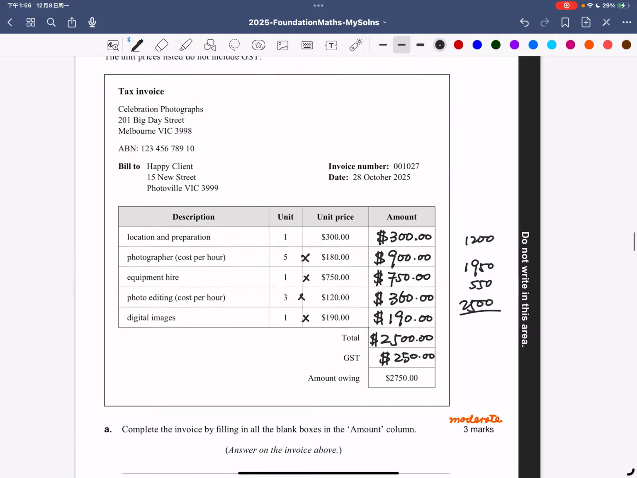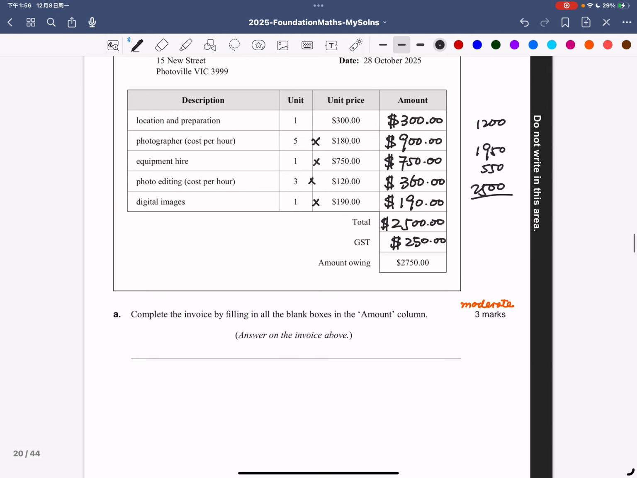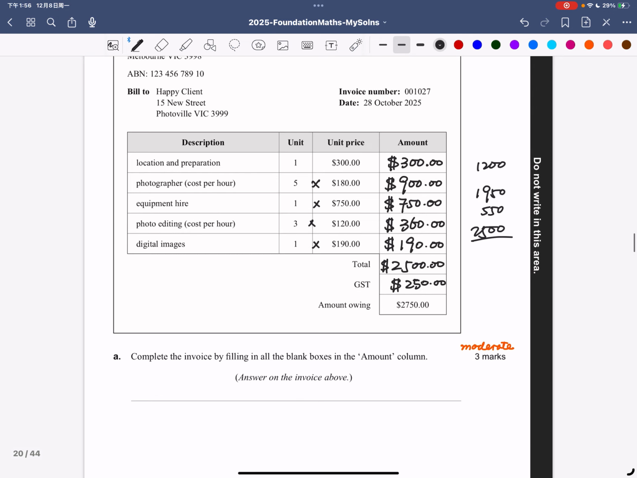I believe this is an easy to moderate invoice question. Yep, complete the invoice by filling in all blank boxes in the amount column. Good. So that's it.